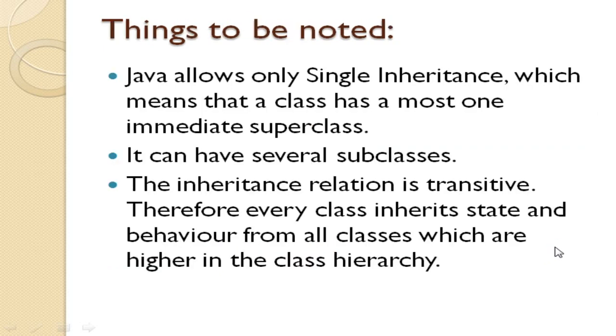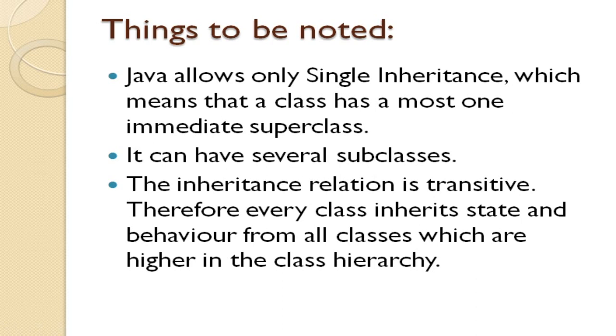And finally you are going to see some things to be noted. Java allows only single inheritance, which means a class has at most one immediate superclass. You cannot use multiple inheritance, where you have two or more superclasses. So multiple inheritance is not allowed in Java. All the other types of inheritance, where you have only one immediate superclass, can be used. It can have several subclasses, so you can have many subclasses but only one superclass.